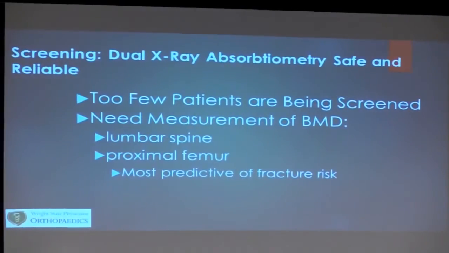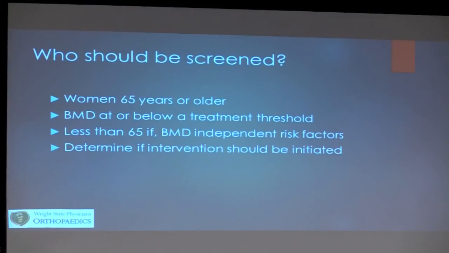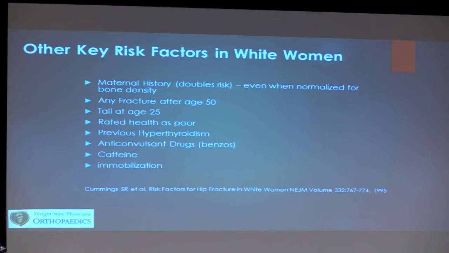There are not enough people being screened, because one of the ways of finding out about osteoporosis is through screening. Screening is having a DEXA scan done, and that can help you to know. Because the best way of treating a compression fracture is by prevention. Who should be screened? Screening parameters vary, but 65 years or older, bone mineral density at or below treatment threshold, or if you have a family history of compression fractures, it would be reasonable to have your bone mineral density measured. There are other risk factors.